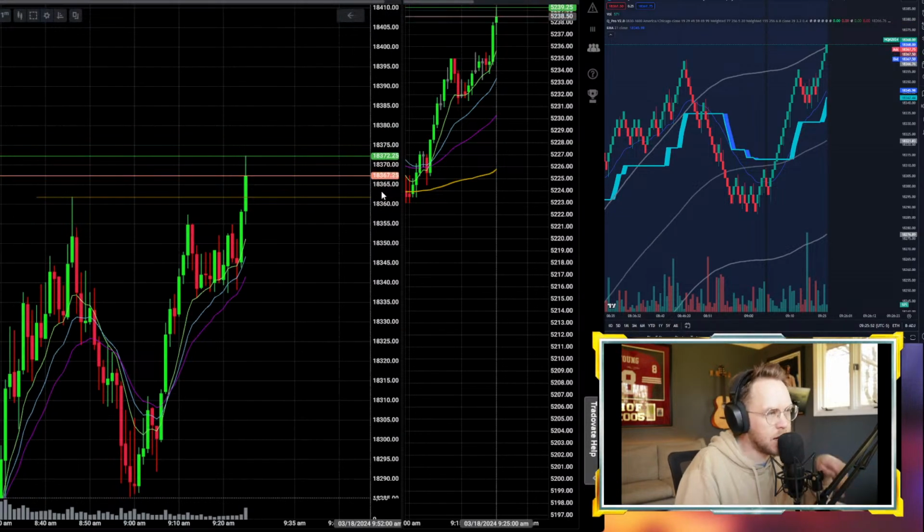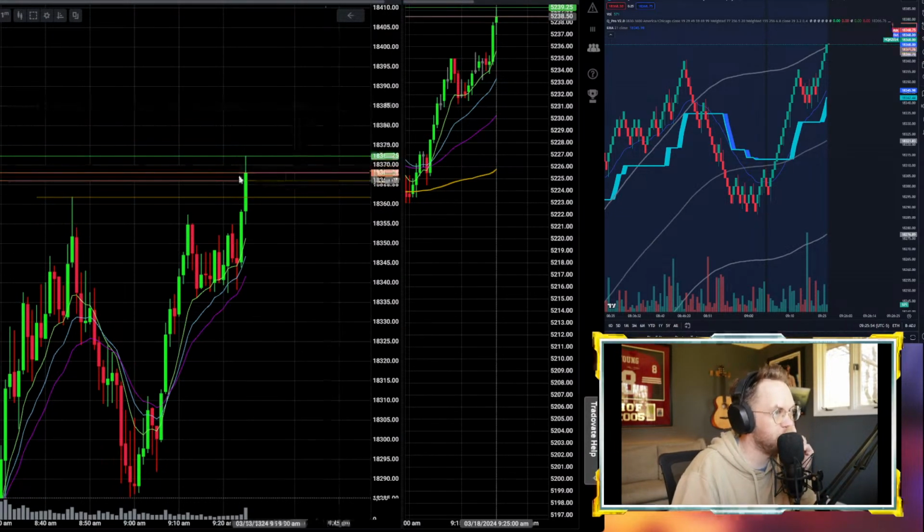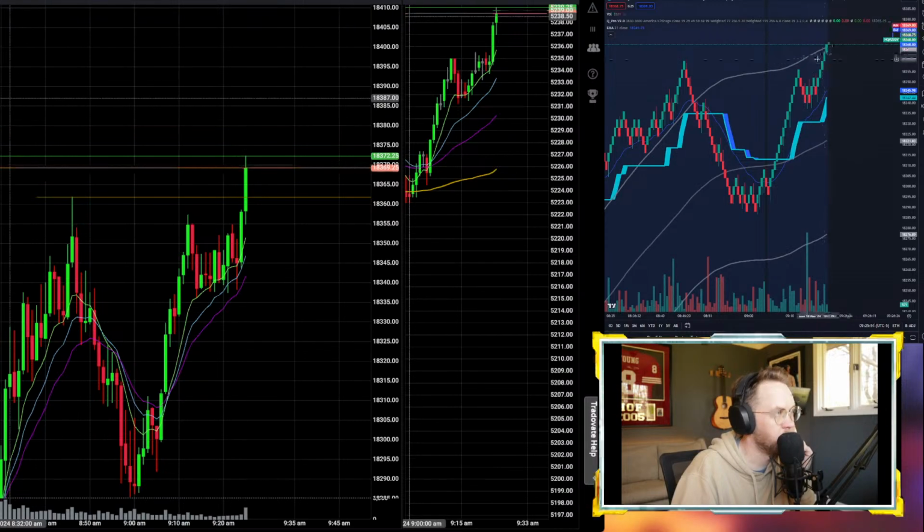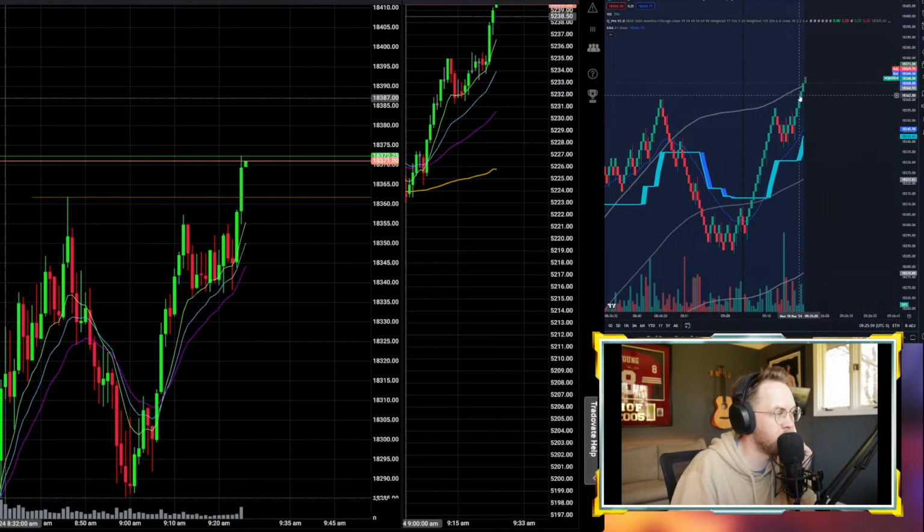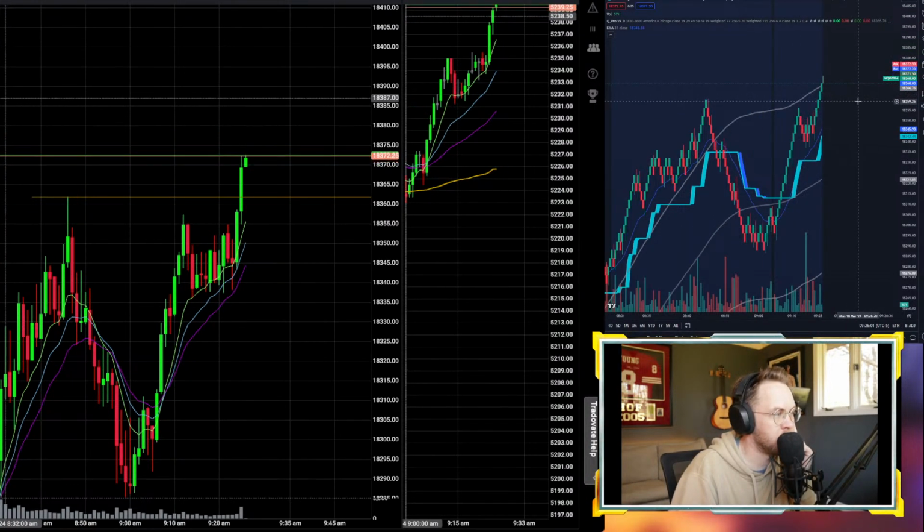All right. Yeah, this might be our opening range breakout. Let's see if we break through this Q band level up here. Let's see if we do it.